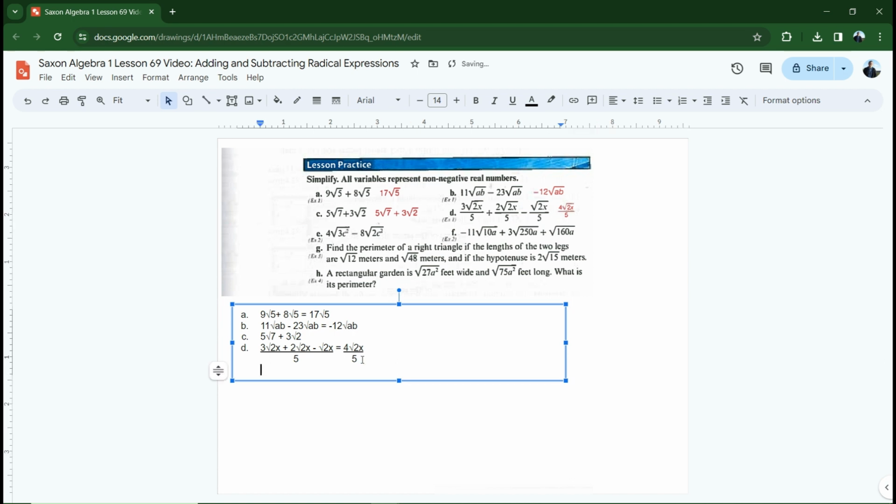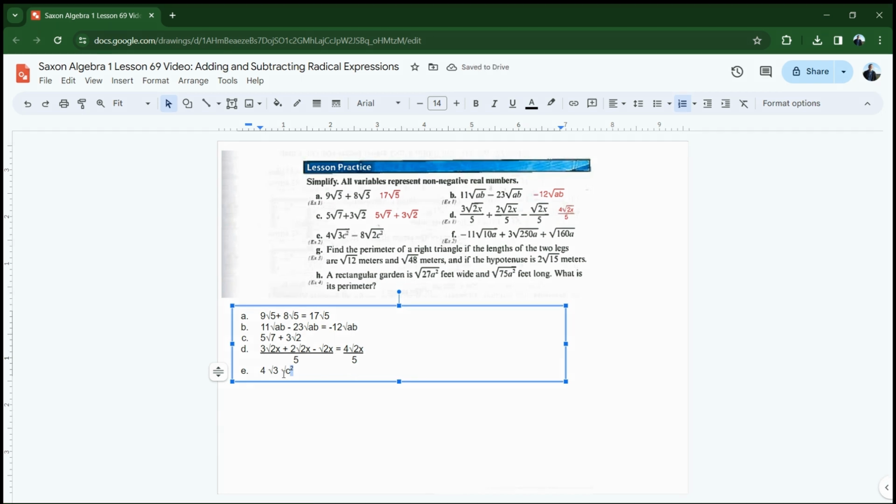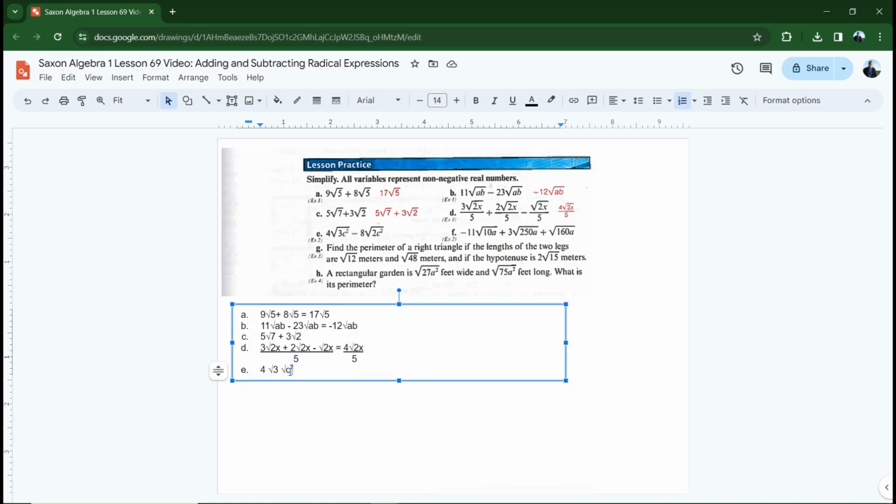4 times the square root of 3c squared minus 8 times the square root of 2c squared. Here's where things get a little bit tricky, but not hard yet. All right, so 4 times the square root of 3c squared is the same as 4 times the square root of 3 times the square root of c squared. Can any of these square roots be evaluated right away? Why, yes, they can. The square root of c squared is just c. If I square c and then take the square root of it, I just get the original variable. So this actually just becomes 4 times the square root of 3 times c minus 8 times the square root of 2c squared.